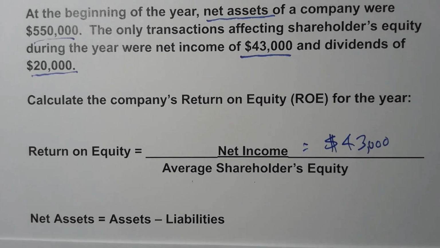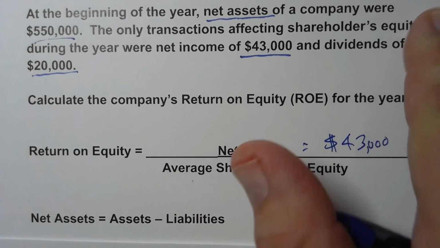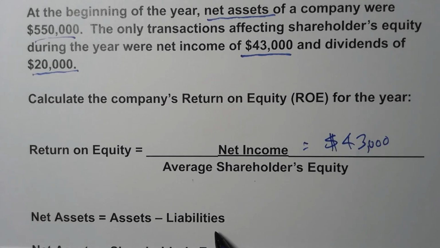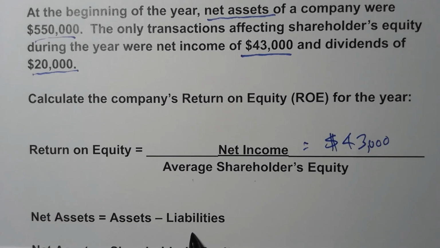Net assets are equal to assets minus liabilities. If you're not sure what all these things are, assets, liabilities, equity, I've got some beginning videos up here that I've linked, and you can take a look at that and get a better idea of these balance sheet items. All right, now that gives us net assets. We now know what net assets means, but we still need to have shareholder equity.